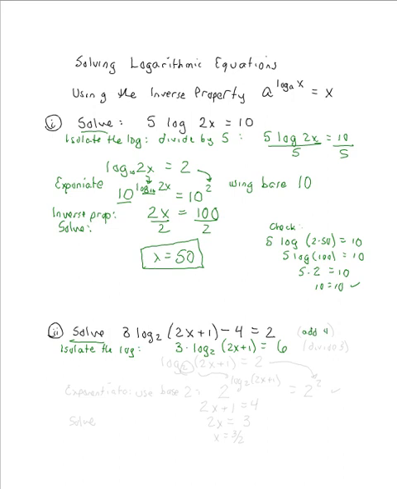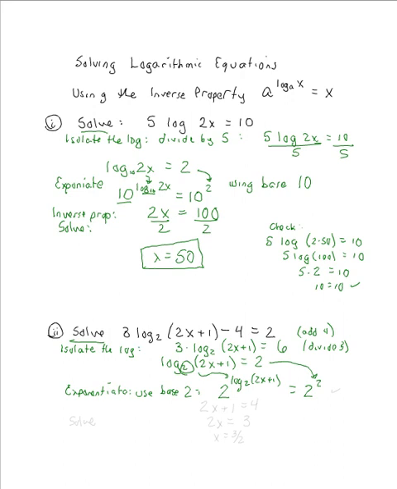So here we added 4. Here we divided by 3. The resulting equation now becomes log base 2 of 2x plus 1 is equal to 2. We have that logarithm isolated on one side of the equation. Now it's time to raise our exponents. So now we can exponentiate it, and we're going to use a base of 2 because it's logarithm base 2. So 2 raised to the log base 2 of 2x plus 1 is equal to 2 raised to the second. The 2 became the exponent. The logarithm became the exponent.